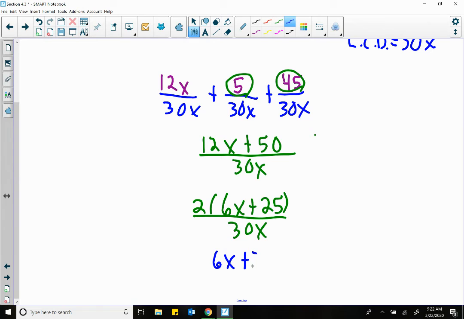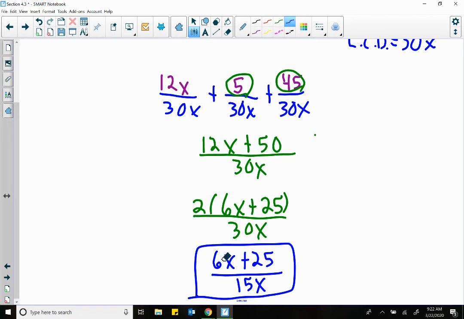6x plus 25 all over 15x. And that is the final answer. Okay? Nothing else can happen. You can't reduce the 6 and the 15 or the x's because, again, the 6x is a part of that 25 with the addition. That's a family up there, so you can't touch those.